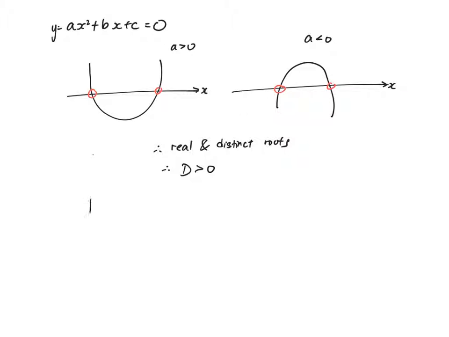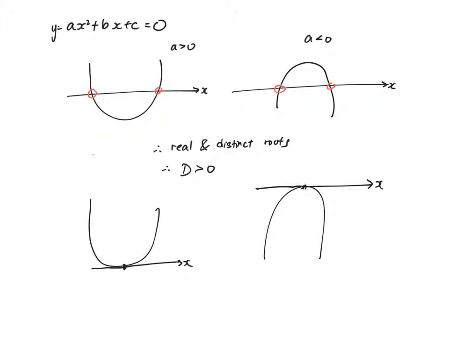The second one will just be the trivial one. You touch it at probably 1 point. An example of a graph like that is maybe y equals x squared.